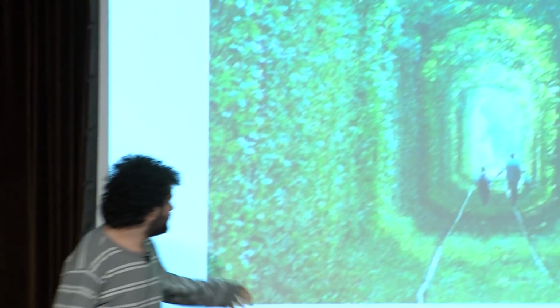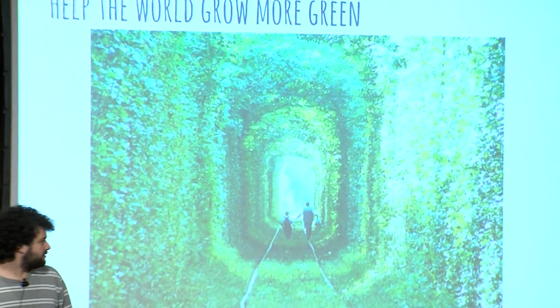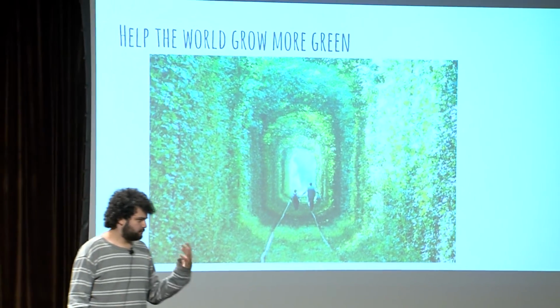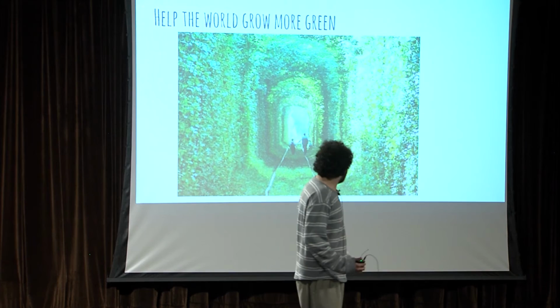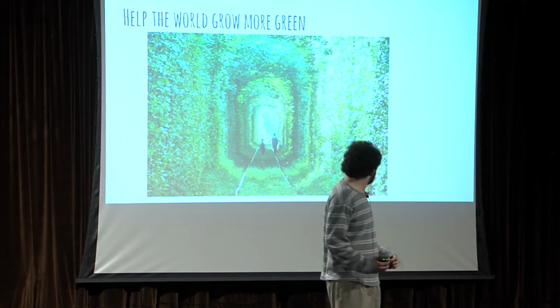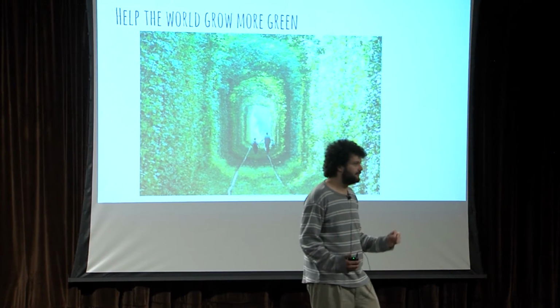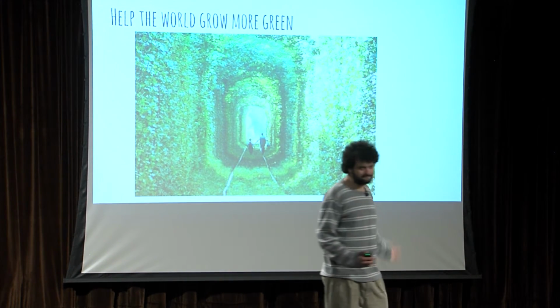So, ultimately, this ends up helping make the world more green. This is something known as the Tunnel of Love in Ukraine. It used to be an old, fairly run-down Soviet train station. However, nowadays, it's used as a symbol of purity, of peace, and of love in Ukraine, where a lot of couples like to go.